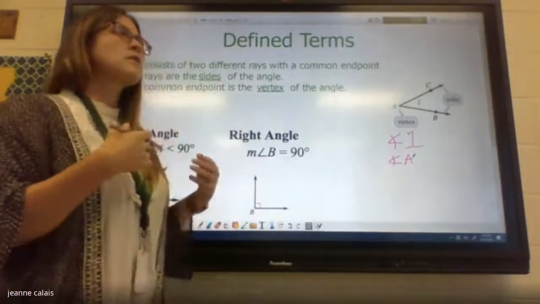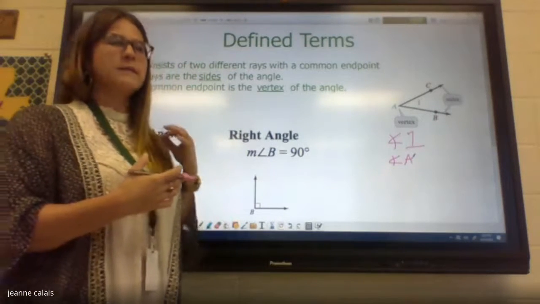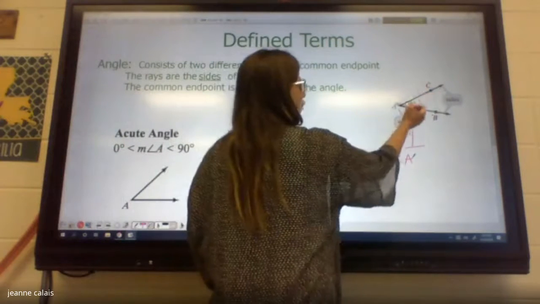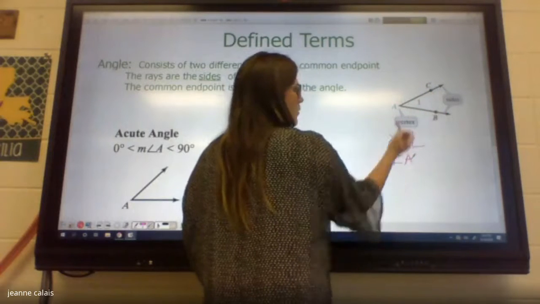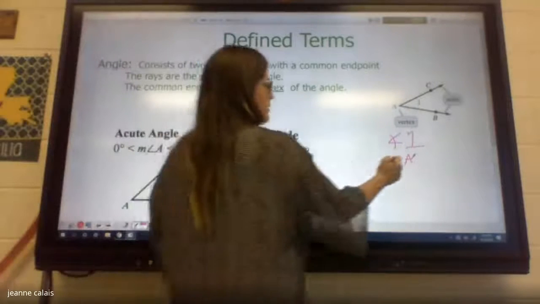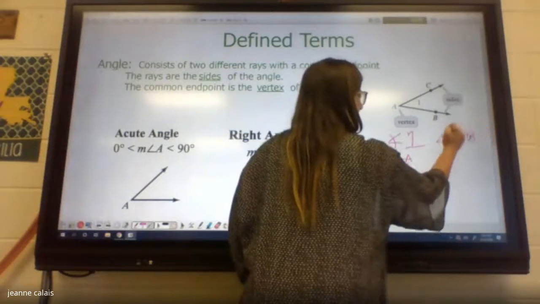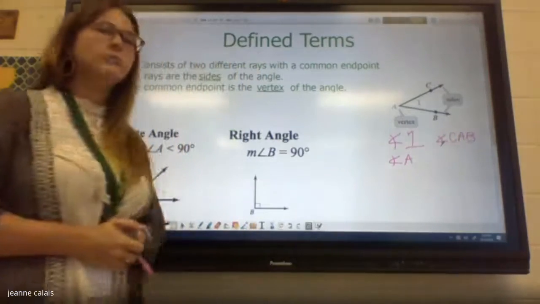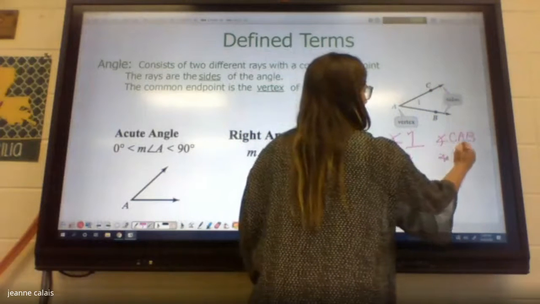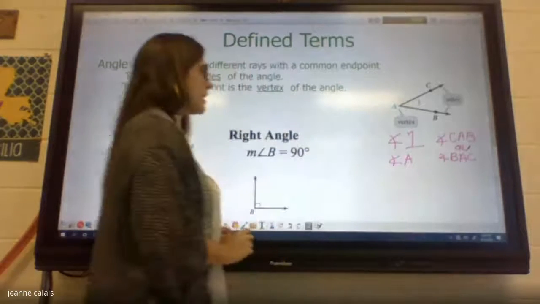If there are multiple angles in the same picture, you're going to want to give a definite description, and so you would go around the figure with the vertex in the middle. That's important. You want the vertex in the middle. So we have angle CAB. Okay, angle CAB. A goes in the middle. You could also go in the opposite direction. Angle BAC. Okay, still talking about the same angle here.